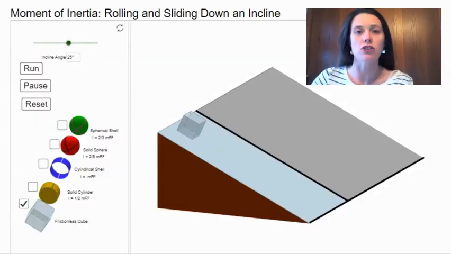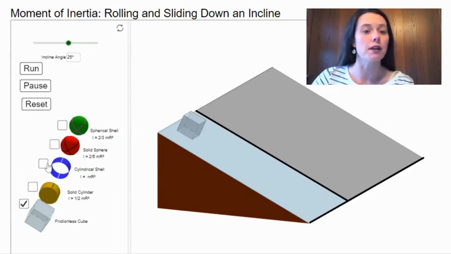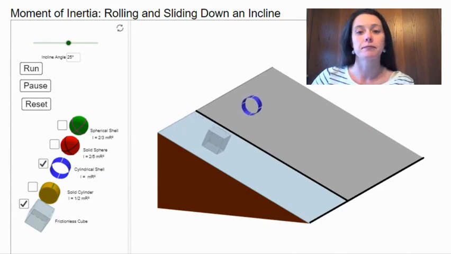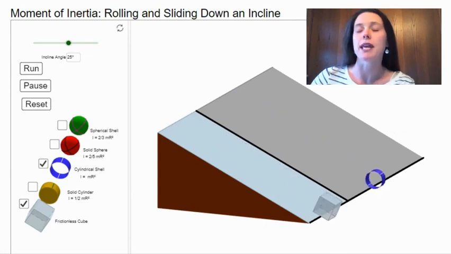How does rotation change the situation? Let's take a look at our simulation again. I'm going to add a hoop to the top of the ramp in addition to our frictionless block. Watch how they compare as they go down the ramp. Notice that the hoop takes longer to get to the bottom. That means that at every point along the ramp, the hoop is traveling more slowly than the block was.